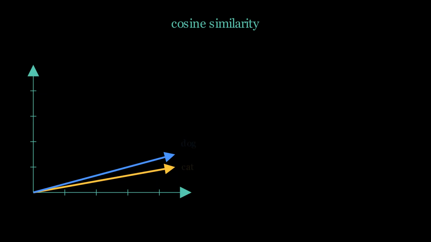Now, if meaning is position, we need to measure nearness, and there's a subtlety worth getting right. We don't usually use straight line distance. We use the angle between the two vectors through something called cosine similarity. Take the dot product, then divide by both lengths.